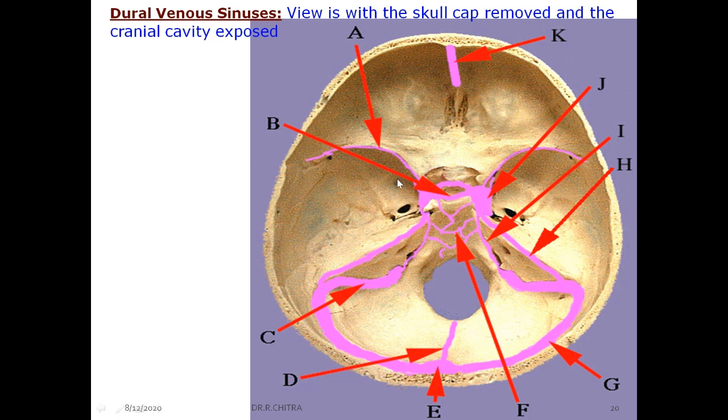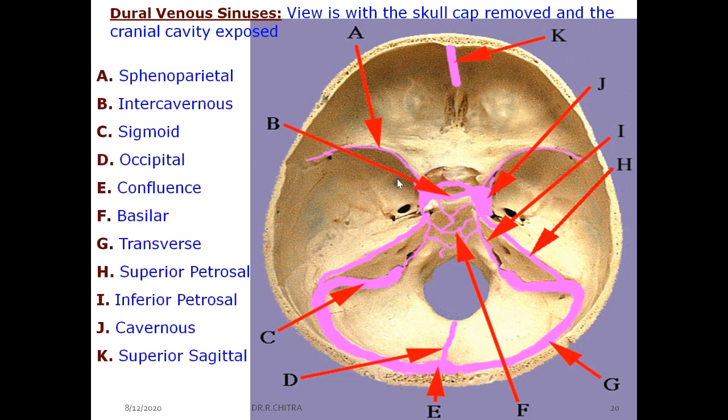So what is the sinus? Now see the B. A is the sphenoparietal sinus, B is the intercavernous, anterior and posterior intercavernous sinuses, C is the sigmoid sinus, D is the occipital, E is confluence of sinuses, F is basilar sinuses situated here, G is transverse sinus, H is superior petrosal, I is inferior petrosal, and J is the cavernous sinus.